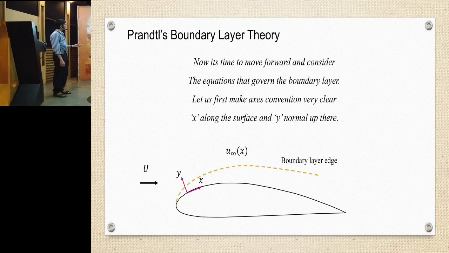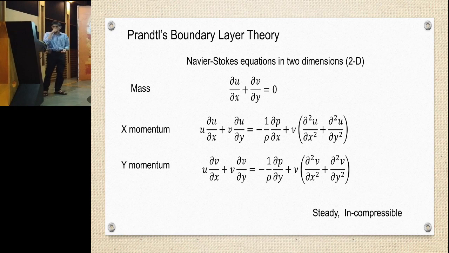Okay, so now it's time to move forward and consider the equations that govern the boundary layer. Let's first make the axis convention very clear. So x is along the surface and y is normal to the surface. So let's get back to the equations. The Navier-Stokes equations, which we wrote in the vector form, you can separate out the components.